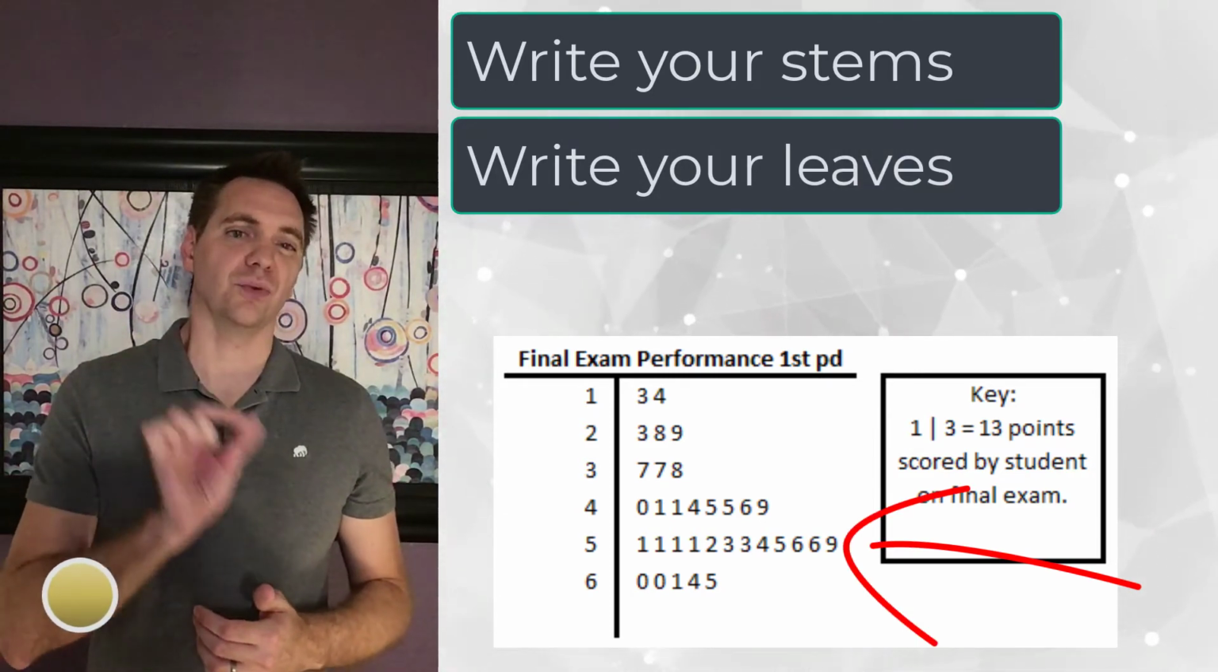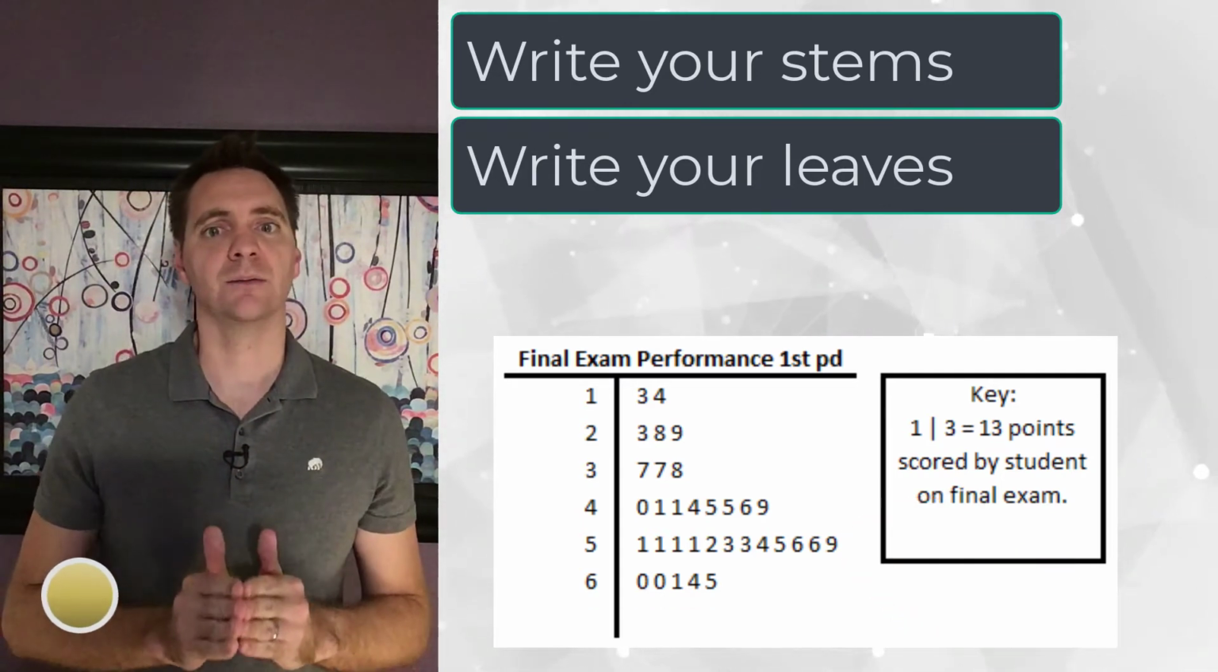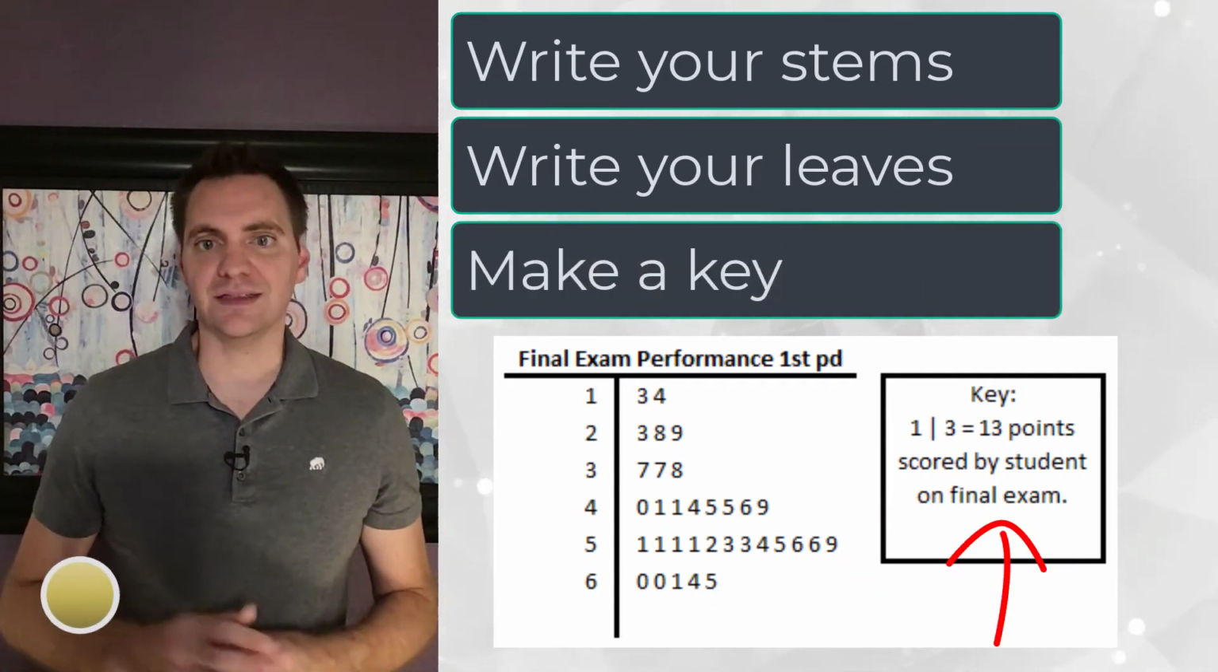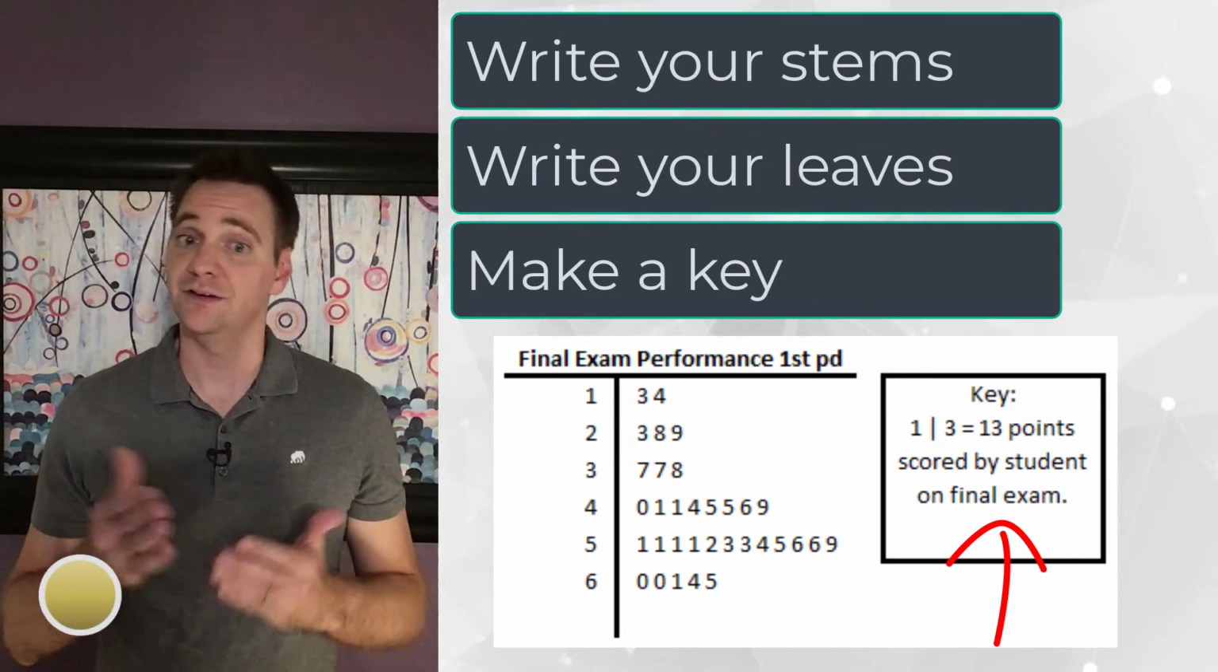Separate each leaf with a space. Don't use commas, decimals, or anything else, just a space. Next, make a key that identifies the variable and provides an example of how to read the graph. Finally, make sure you have a title.